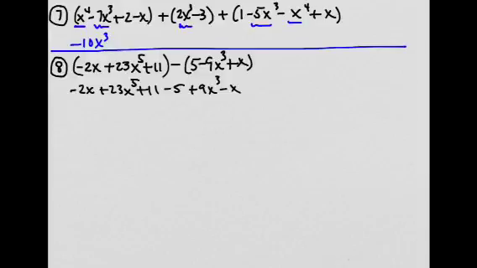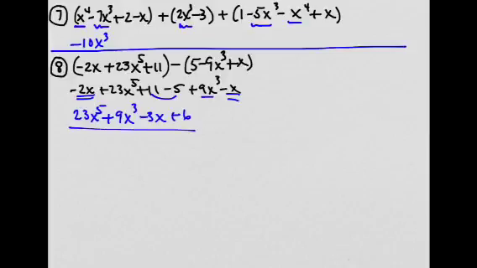Okay, so now the highest degree here is 5. So I'm going to put 23, and there's only one of them. There's no fourth degree. There's a third degree right here, so that's 9. Then there's only one of them. There's no square. I've got an x right here and here, so that's negative 3x. And then constants right here, so that's plus 6.